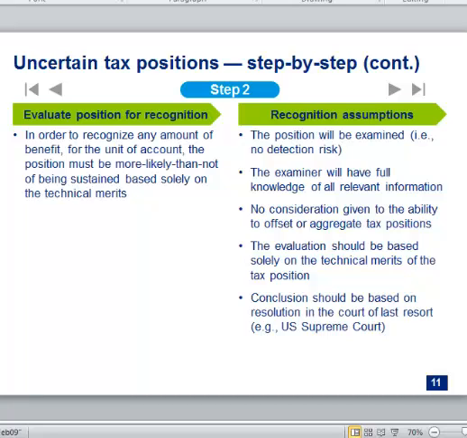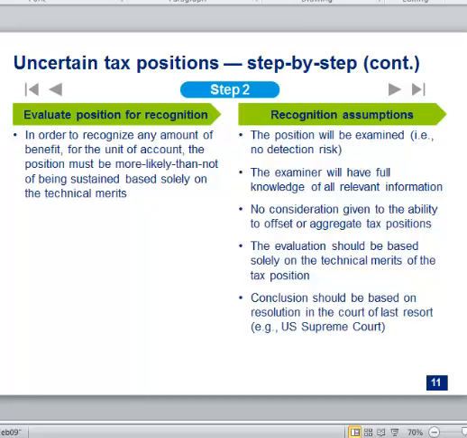So FIN 48 was explicit on the assumptions you can use in determining whether you pass or fail the recognition test. Because the number one question that people would ask pre-FIN 48 is, can I include my audit detection probability into the equation? So if somebody says, do you have a probable loss? Well, then the response might be, I don't even think I'm going to get audited. Or if I'm going to get audited, I don't think the agency's even going to find it.